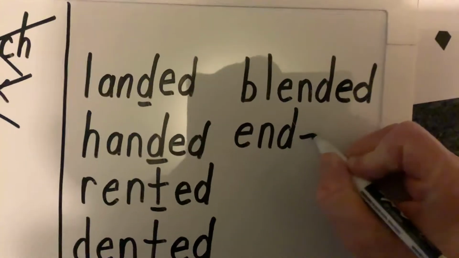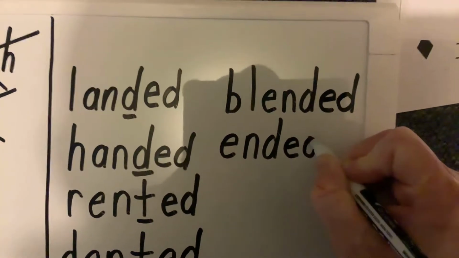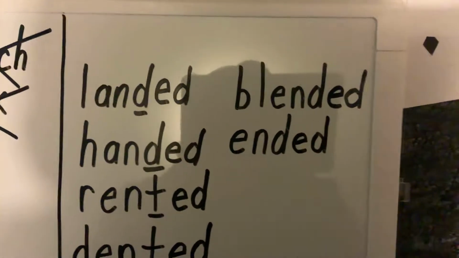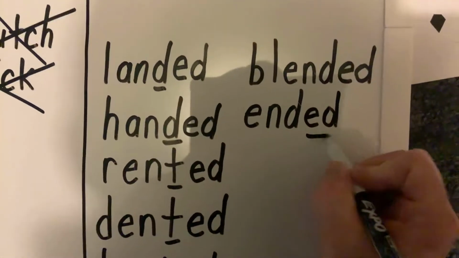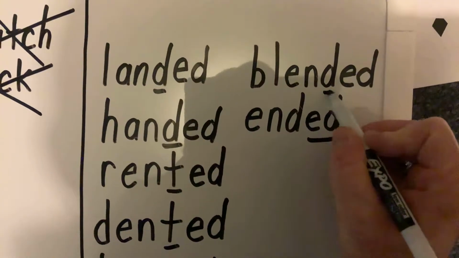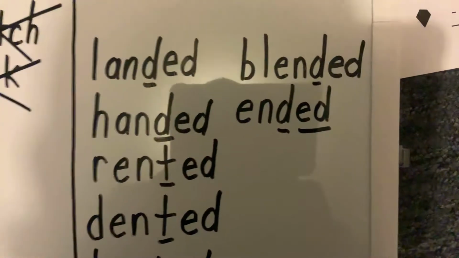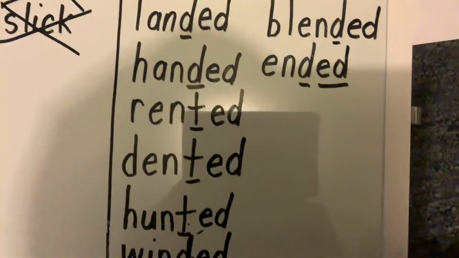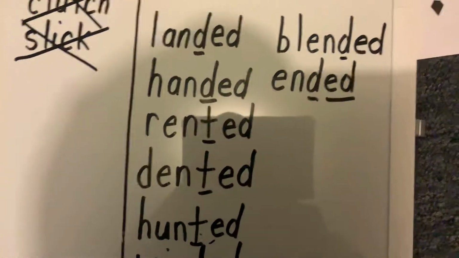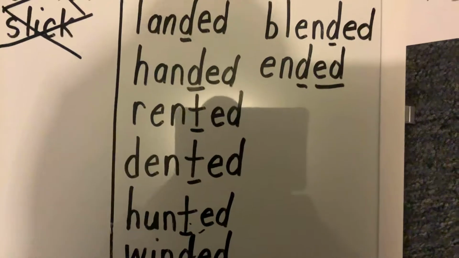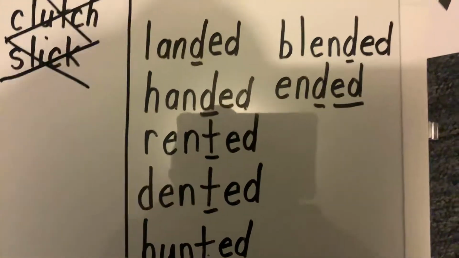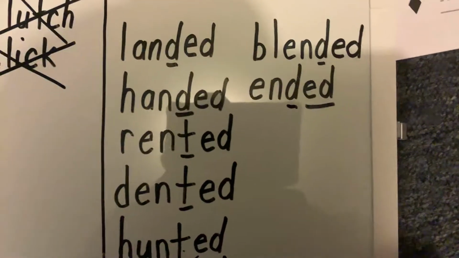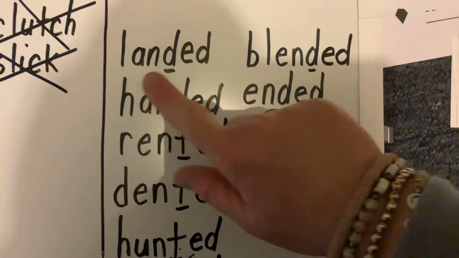End. Ed. Ended. The movie ended 10 minutes ago. It already happened. It happened in the past. See, our base word ended in a D. So when our base word ends in a D or T, our suffix ED says ed, and it means it happened in the past. Let's go back and read these together so we sound a little bit smoother.